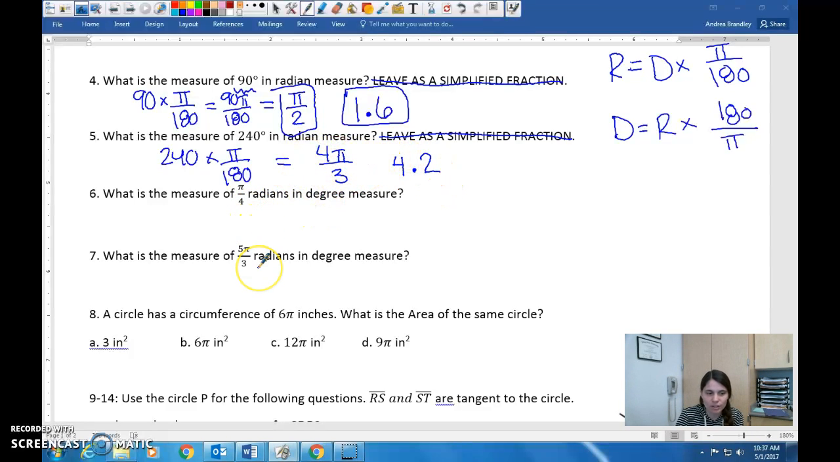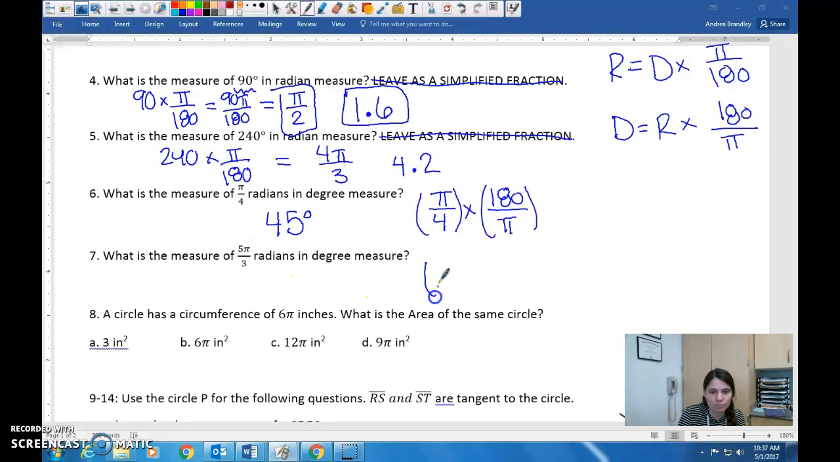Number 6 and 7, we're going reverse order, so we already have the radians. We want it to be in degrees. So I have pi over 4 times 180 over pi. I'm now using my degrees formula. So if I simplify that, put that in my calculator, I'm left with 45 degrees.